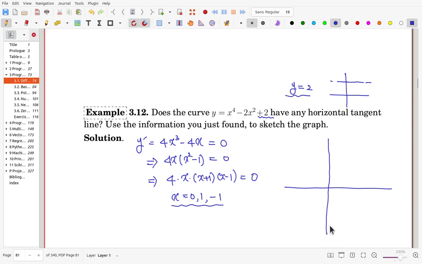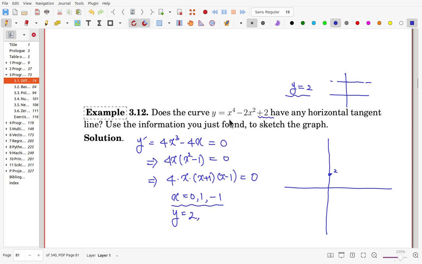Okay, once x equals 0, then there is 2, so that it will pass that on. And then here, the slope will be 0 at 0, 1 and minus 1. But once x equals 0, then the y value must be 2. You can quite easily get the y value from this equation.